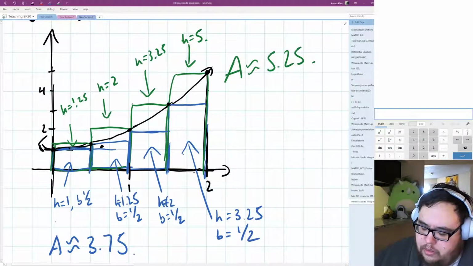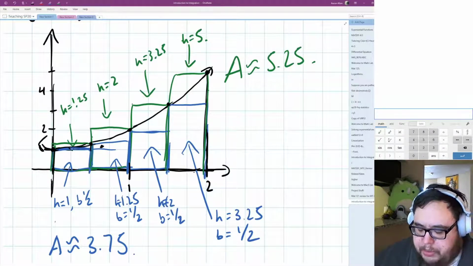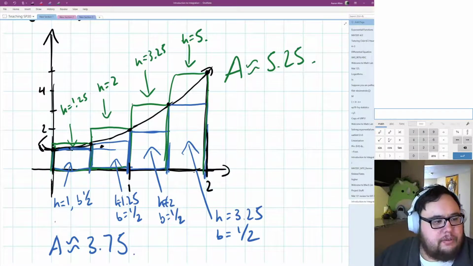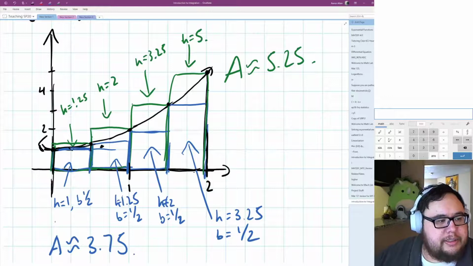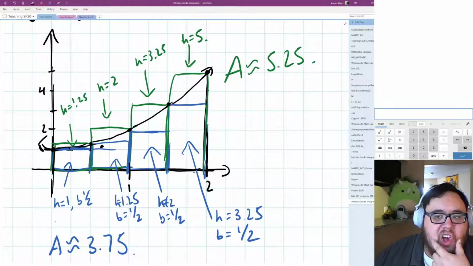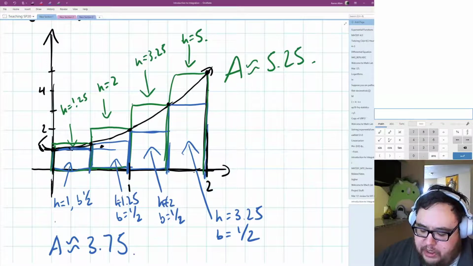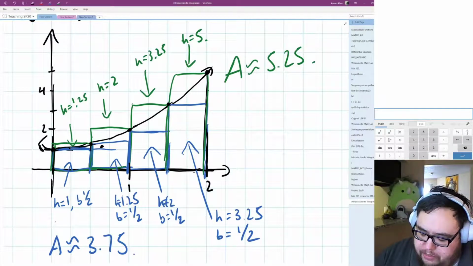So our true value should lie somewhere between these two numbers, somewhere between 3.75 and 5.25. Does everyone agree with that? How can we make this version of the estimate better? What's one thing we can do to try and get a better approximation? Because both of these are pretty far off, right?